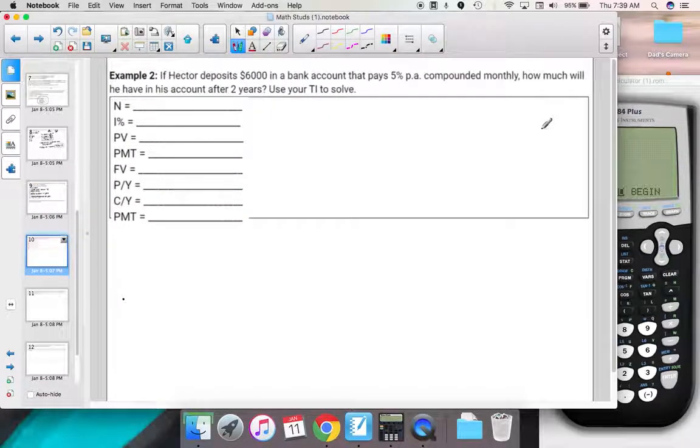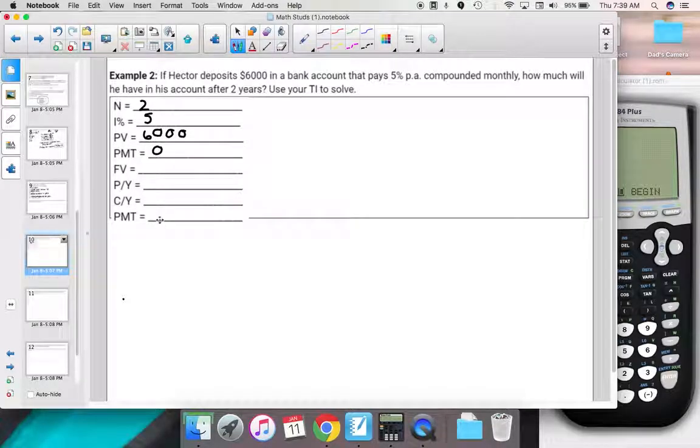So Hector deposits $6,000 in a bank account that pays 5% per annum, compounded monthly. How much will he have in his account after 2 years? And I want you to solve this using the TVM solver. So what we need to think about here is what we're going to plug in for each of these values. So N is going to be the number of years, so we're looking at the amount after 2 years. I% is our interest rate, so we're working with a 5% interest rate here. Present value is $6,000 because that is how much he is depositing before we start calculating the interest.